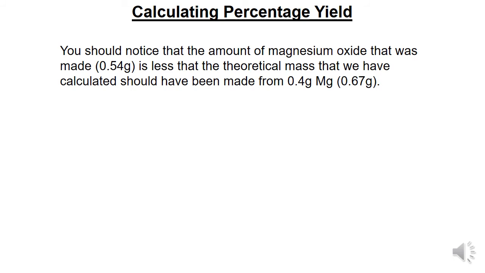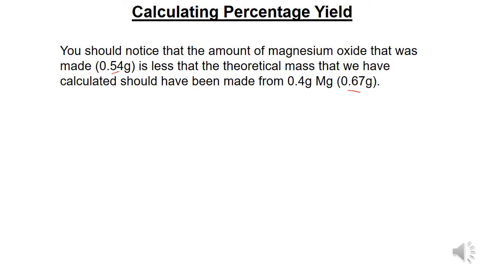But what you should notice is that the amount of magnesium oxide that was made in the practical experiment we did was 0.54 grams, and that is less than the theoretical mass that we just calculated should have been made from 0.4 grams of magnesium. We calculated that it should have been 0.67. So we've made less than we should, okay?